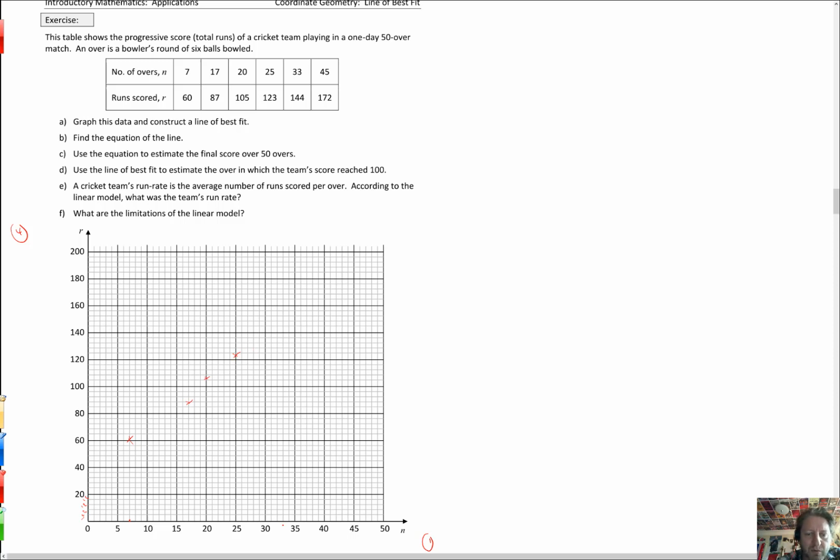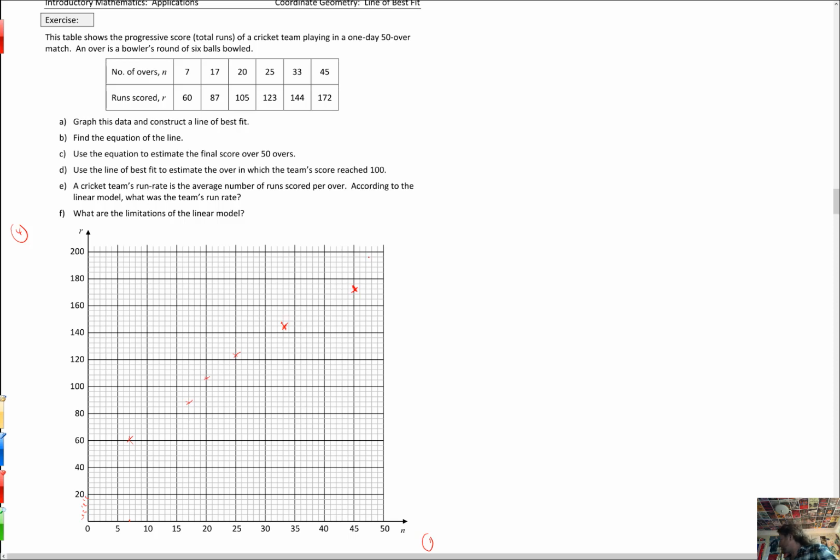33 with 144. 33 will be 30 plus 3, now where am I going? 144 will be one box up. Did I get it right? 33 is 3 off that axis, 144 is 1 off that. And then 45 goes with 172: 160, 164, 168, 172. So there's 45, 172. Now we're all going to draw a bit of a different line.